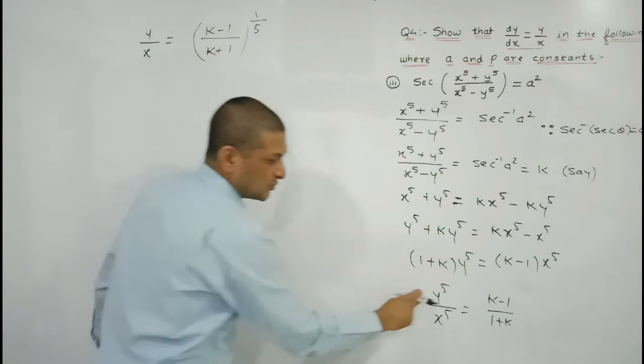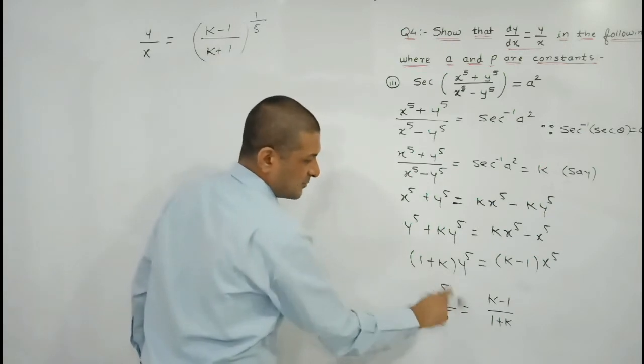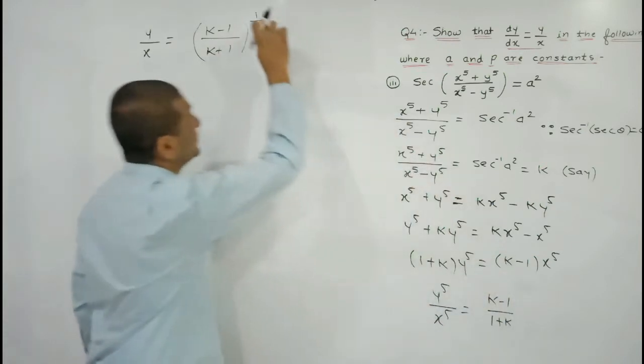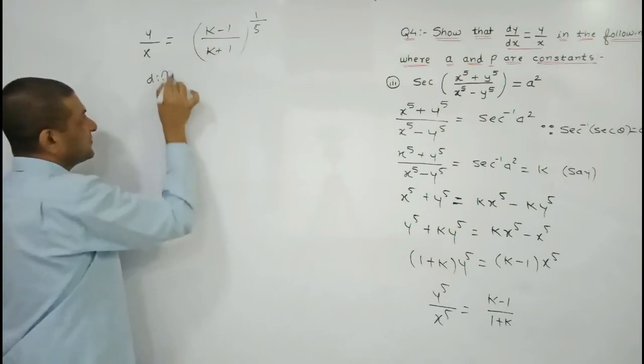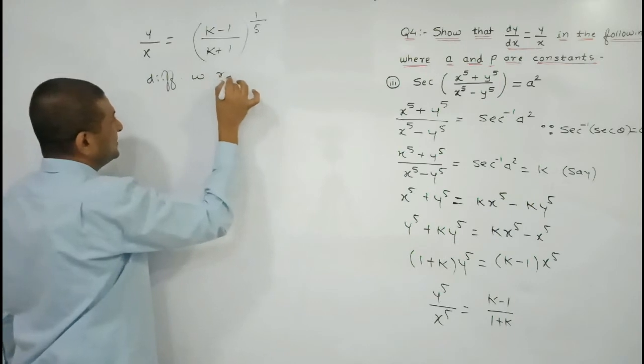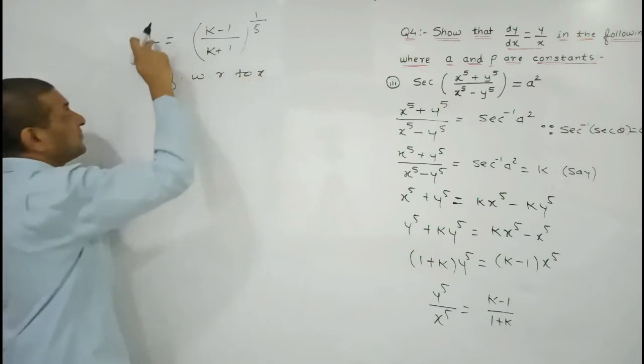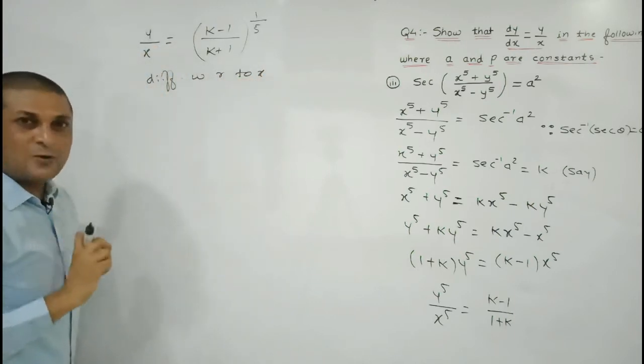If we are taking the fifth root on the left-hand side, तो ये 5 पावर 5 एलिमिनेट हो जाएगा और इधर फिफ्थ रूट आ जाएगा. Now we are differentiating it with respect to x. So differentiate it with respect to x. On this side, to find out the differentiation, we are applying the quotient rule.